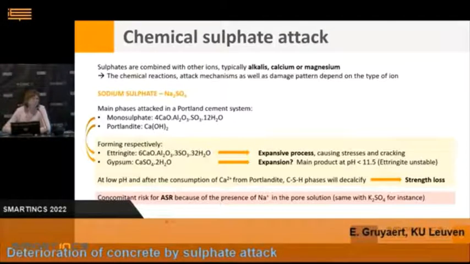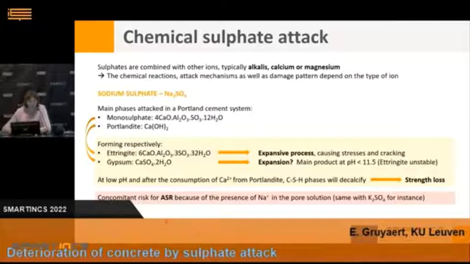Okay, so let's start with the first type of sulfate attack, which is the chemical sulfate attack. There we first have to distinguish between the other ion with which the sulfates come together. This can be the alkali, the calcium or magnesium ions. And of course, depending on whether you have a sodium sulfate, for instance, a calcium sulfate, or a magnesium sulfate attacking your concrete, you will have a different attack mechanism, but also a different damage pattern, due to the different chemical reactions that occur over there. So we will look one by one, starting with the sodium sulfate.